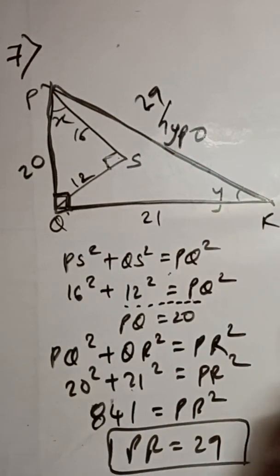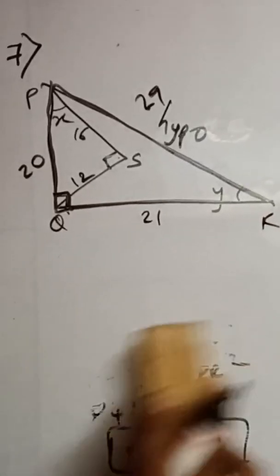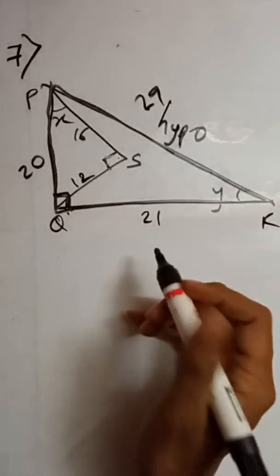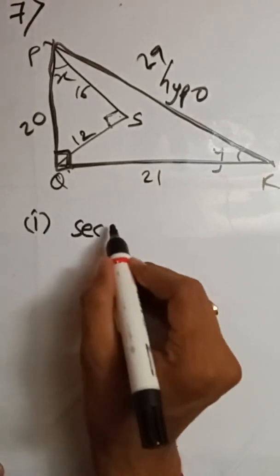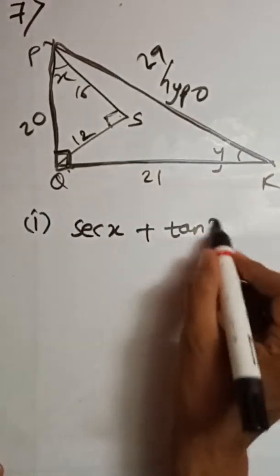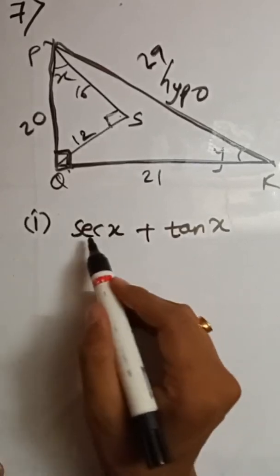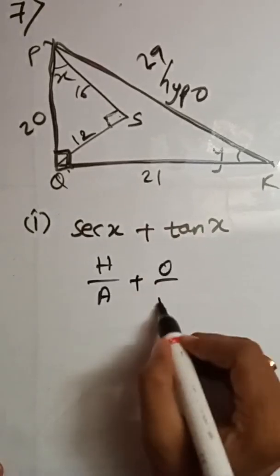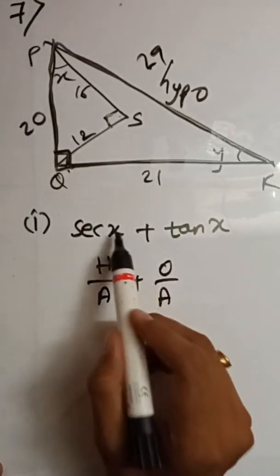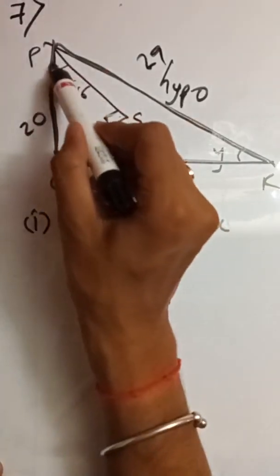Once we know all the sides, I can find the unknown values. Sub question 1 and sub question 2. I'll erase this. First I need to find sec x plus tan x. Again, the formula of sec is reciprocal of cos, that means it is h upon a. And tan is O upon a. Okay, sec x. X means they are talking about this triangle.